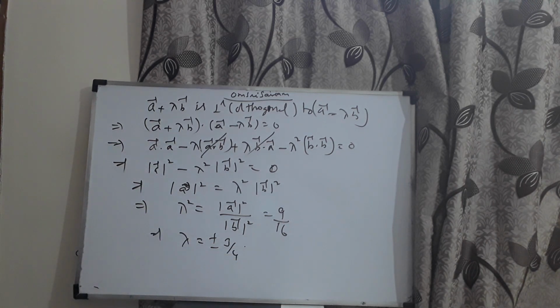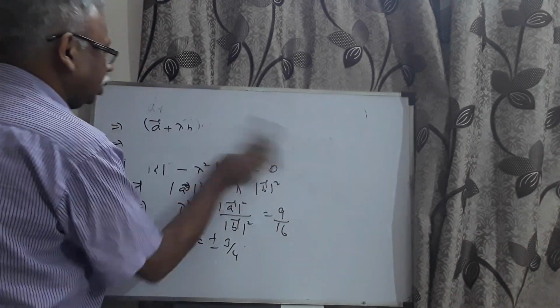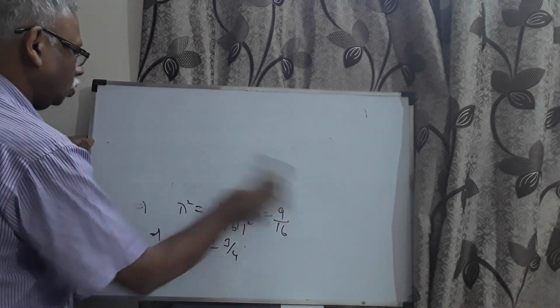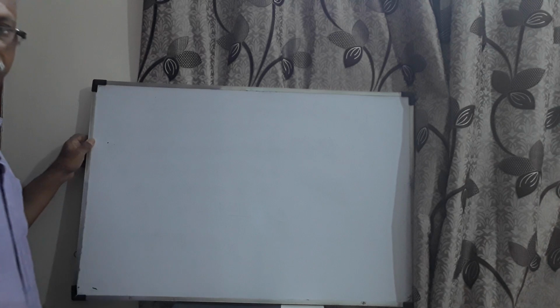It's not a difficult problem. It's easy to follow. Just apply distributive property of dot product. It will get you the answer. Don't forget to write plus or minus at the end. If you don't write plus or minus, you may lose marks at the end.